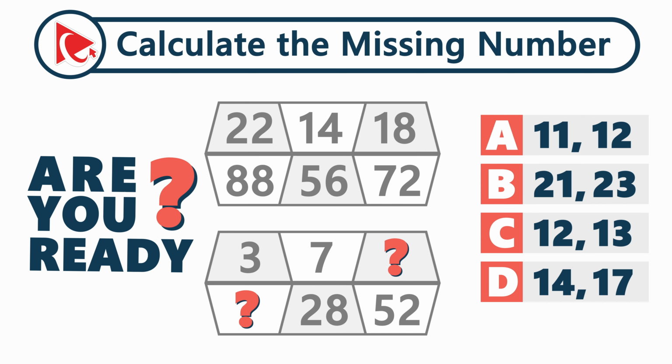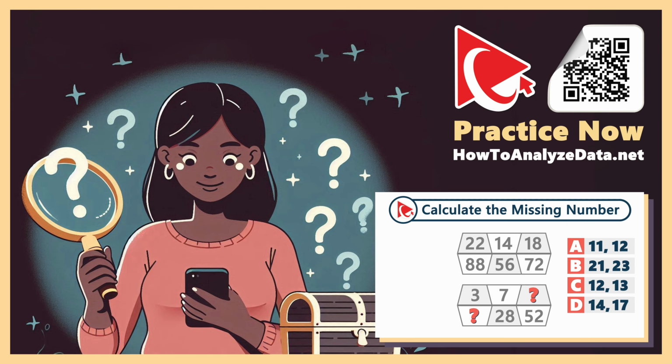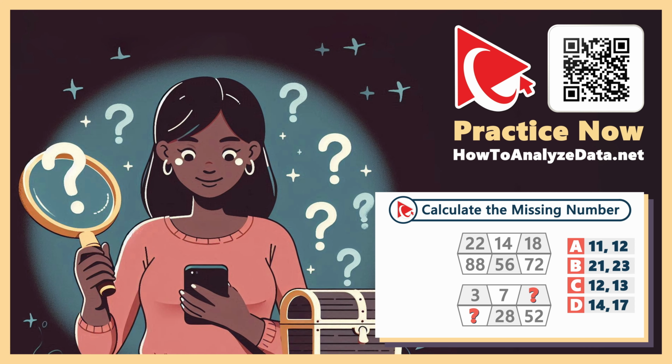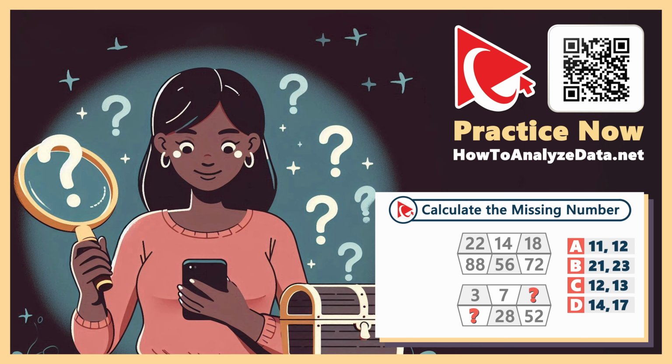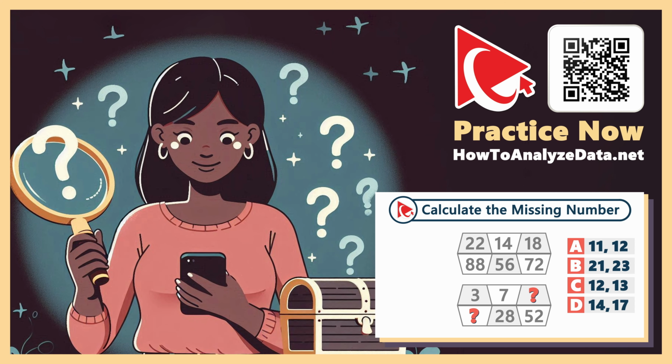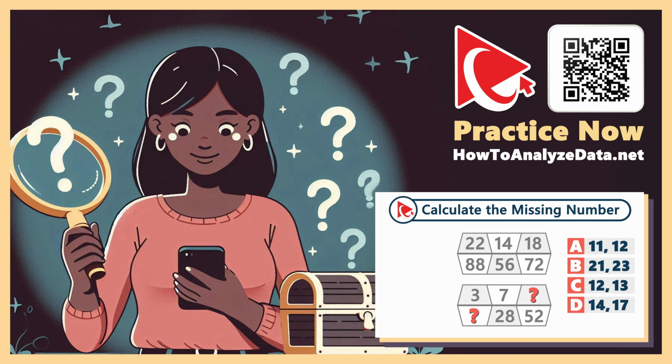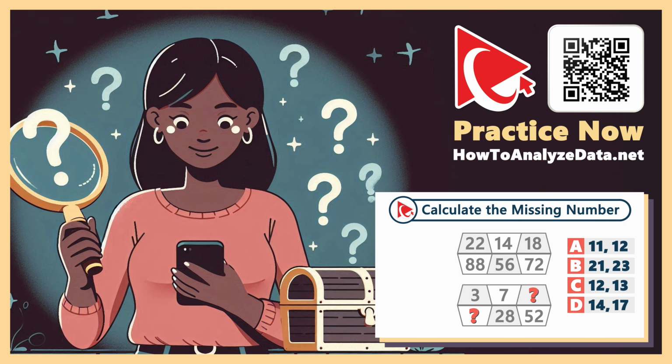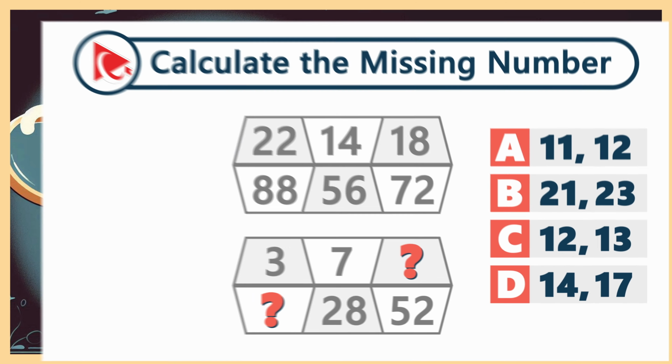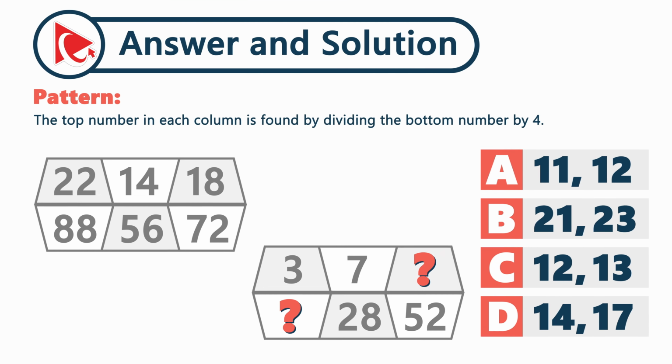Are you ready to reveal your hidden clue? Don't worry if you're still searching in the dark, or if your guess seems as wild as a treasure map with no X on the spot. You might be surprised at how straightforward the answer really is once we uncover it together. In fact, the top number in each column is found by dividing the bottom number by 4.